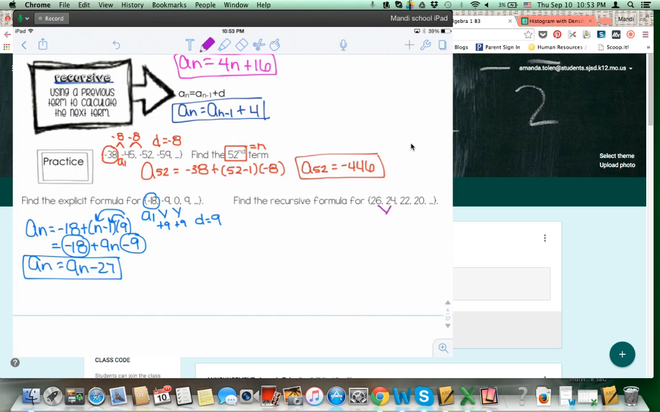Okay, so the common difference is minus 2. 24 to 22 is minus 2. So d is negative 2. The recursive formula is a sub n equals a sub n minus 1, I'm going to say plus a negative 2. We don't usually do that, but with the a sub n, it kind of makes things a little more complicated.